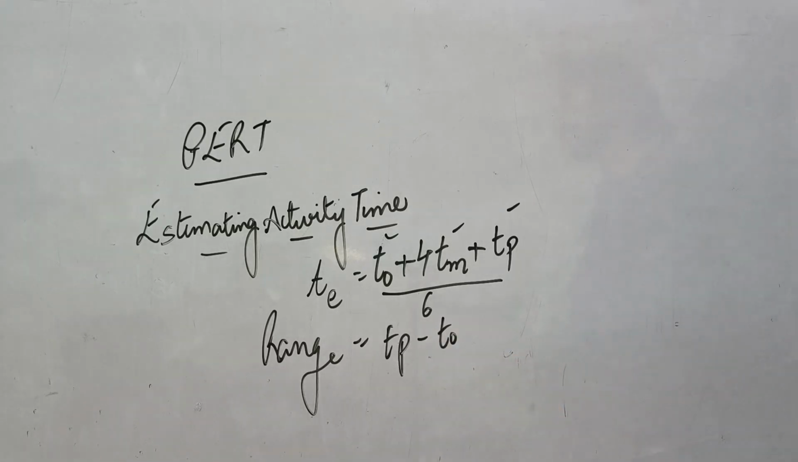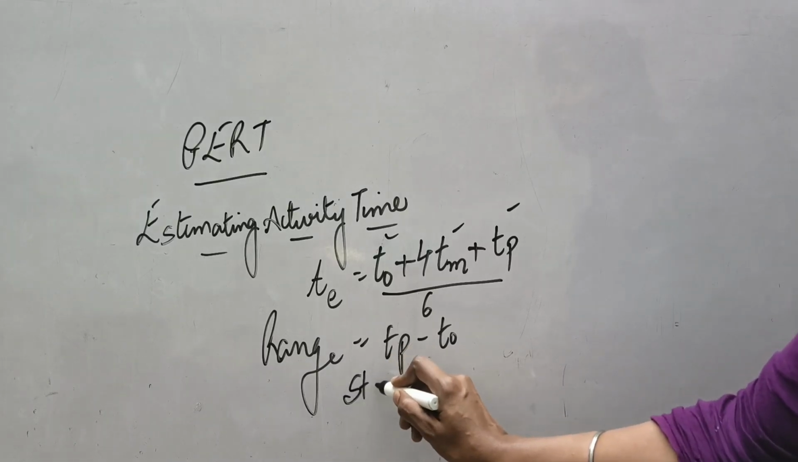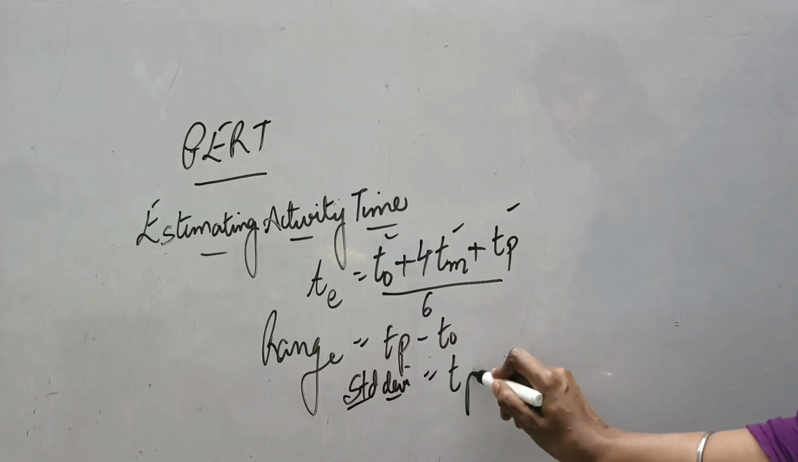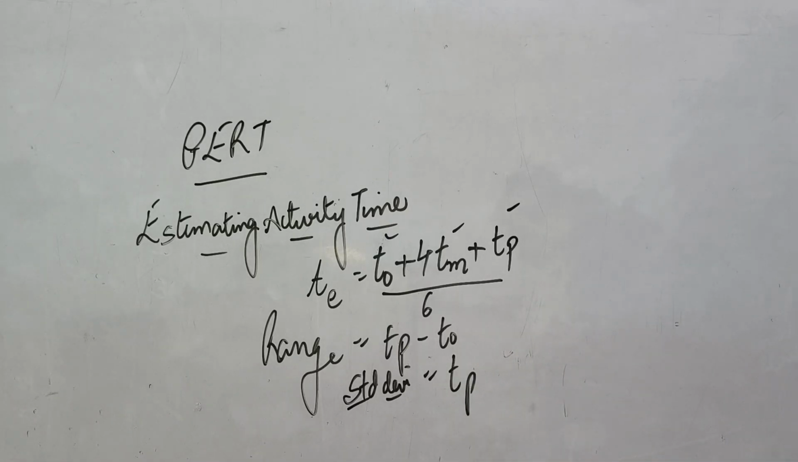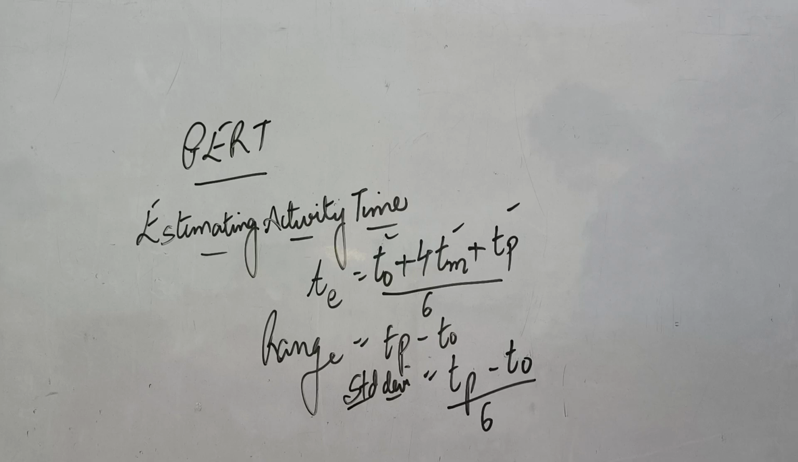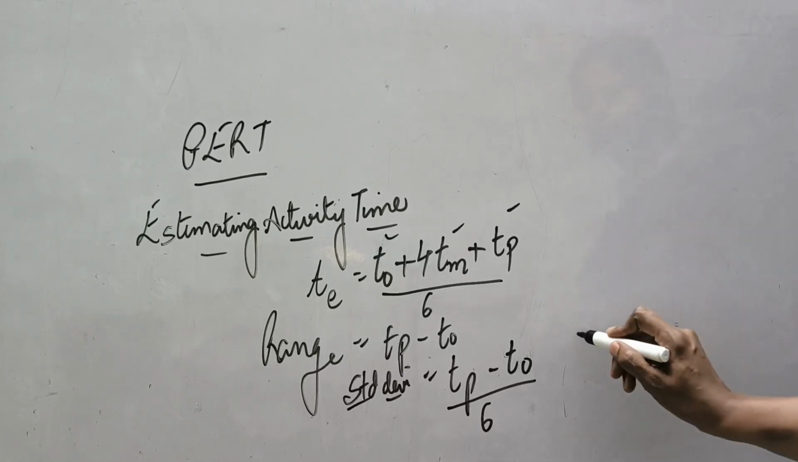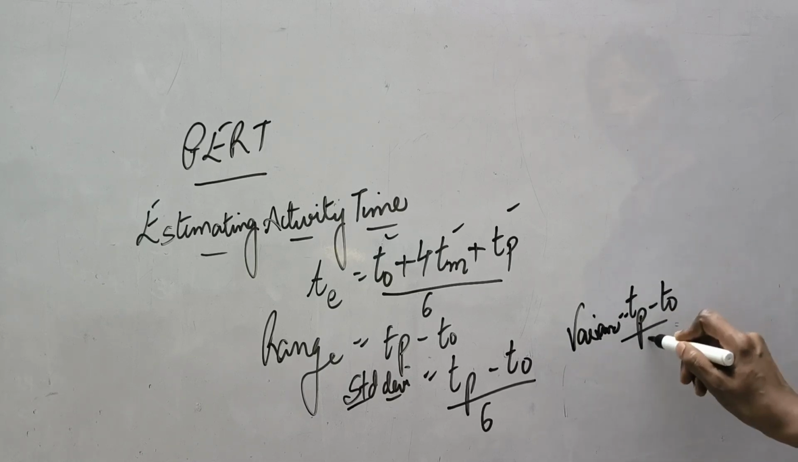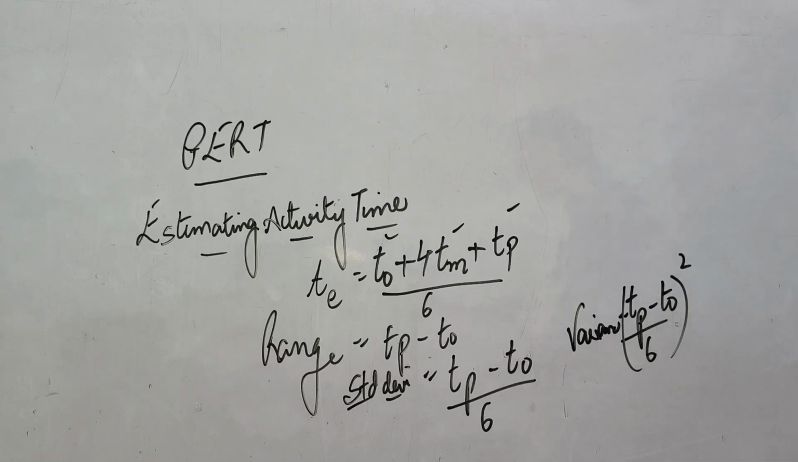And if in any question you have been asked to calculate the standard deviation, the formula will be pessimistic time minus optimistic time divided by 6. And if variance has to be calculated, of course we all know it will be the square of standard deviation. So it will be TP minus TO divided by 6 whole square. That will lead to variance. So depending upon whatever has been asked in the question, you have to calculate. Now let's see the example.